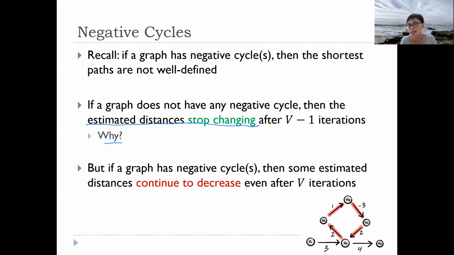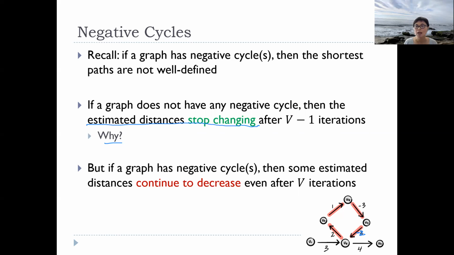You cannot decrease anymore. But if the graph has a negative cycle, because of the existence of the negative cycle, again this should be -2, then after v-1 iterations, if you continue to update all edges, the distance just keeps going down. Intuitively, that's because you can always find a longer path going through the cycle, which has a smaller and smaller distance.